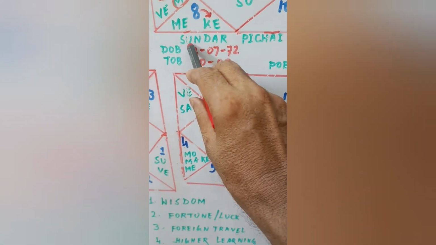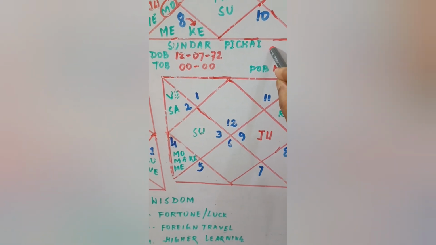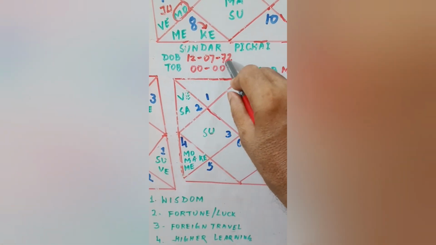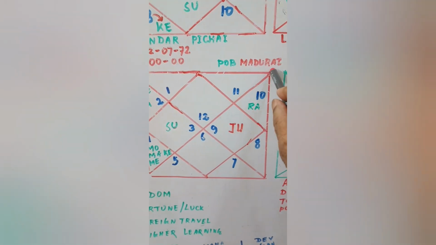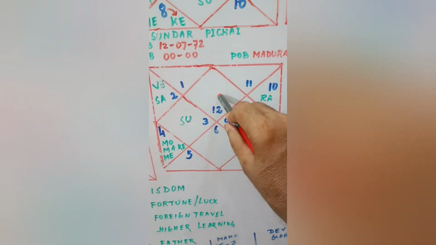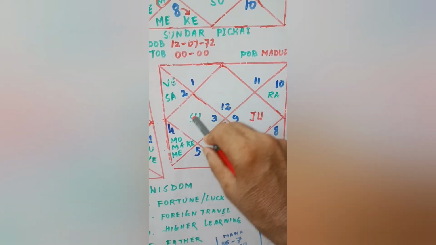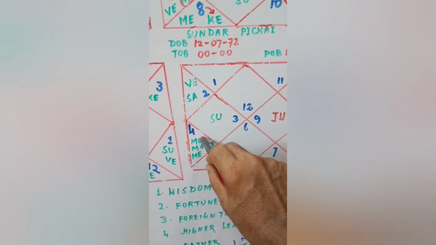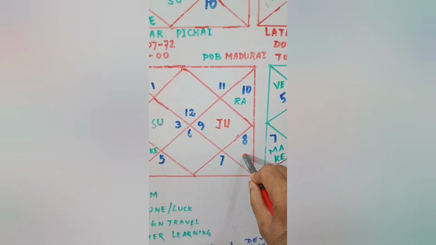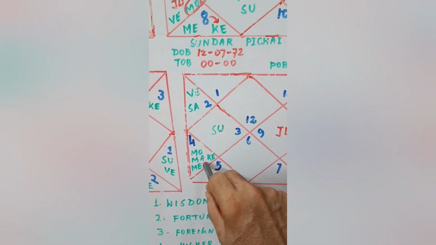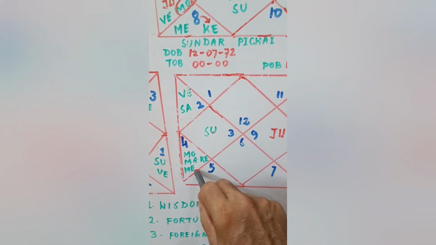The chart of Sundar Pichai, the CEO of Google. Date of birth 12 July 1972, time of birth 12 a.m. midnight, place of birth Madurai. Ascendant is Pisces, Meena Lagna, and zodiac is Cancer, that is Karka Rashi. What happens? The ninth Lord Mars is posited in the house of talent, the fifth house, with Moon and Mercury.